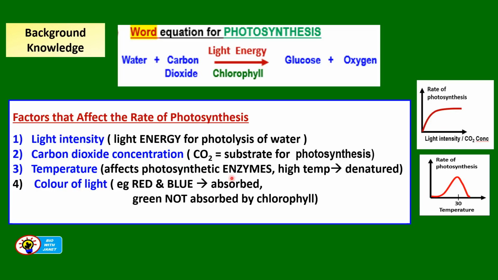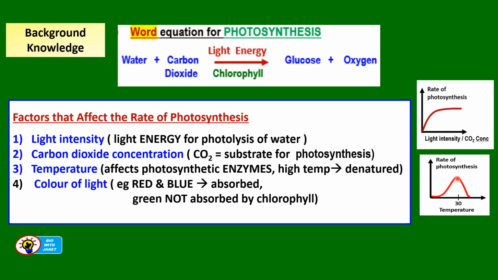Temperature affects the photosynthetic enzymes which are used to catalyze photosynthesis in the plant. So at high temperatures, for example, these enzymes will be denatured, and the optimum temperature for photosynthesis in plants is around 25 degrees Celsius to 30 degrees Celsius. It's lower than for humans.